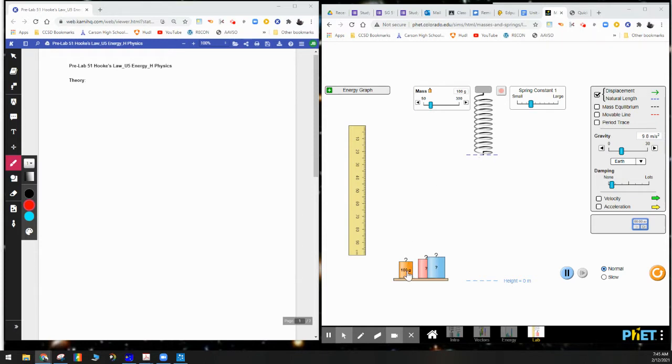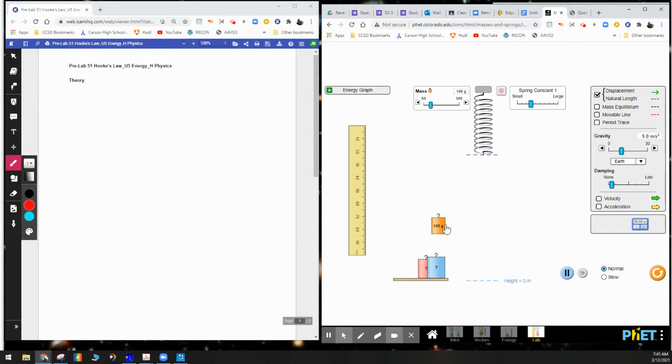So here, let me just go ahead and throw a mass here. This mass is, let's say, 100 grams, and the spring is hanging here. This is what's called the natural length, no displacement. There's a force of gravity acting this way, and there's a force acting this way, which is what we call the spring force, which we'll talk about momentarily.